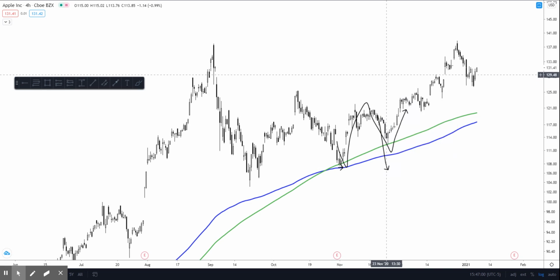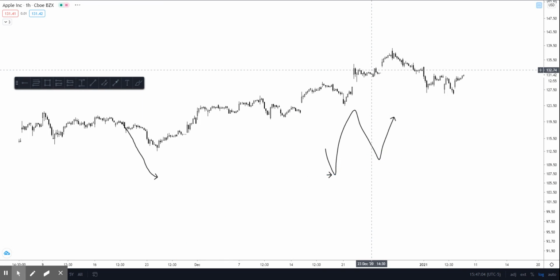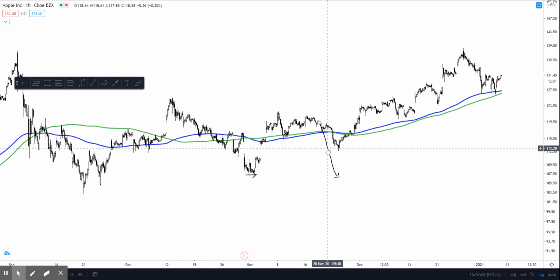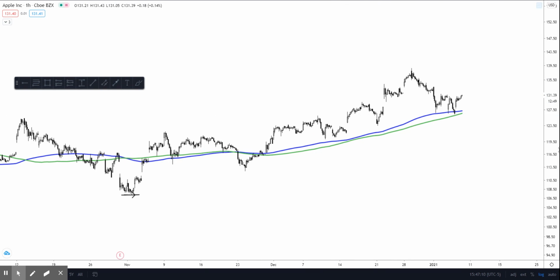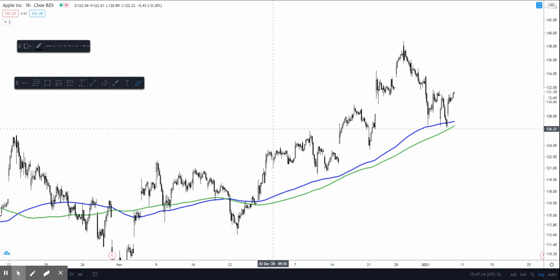So, how can we use this? Well, we can use this on Apple for every single time frame. I'm going to delete these here. So every single time frame. You can make an analysis on this no matter what.